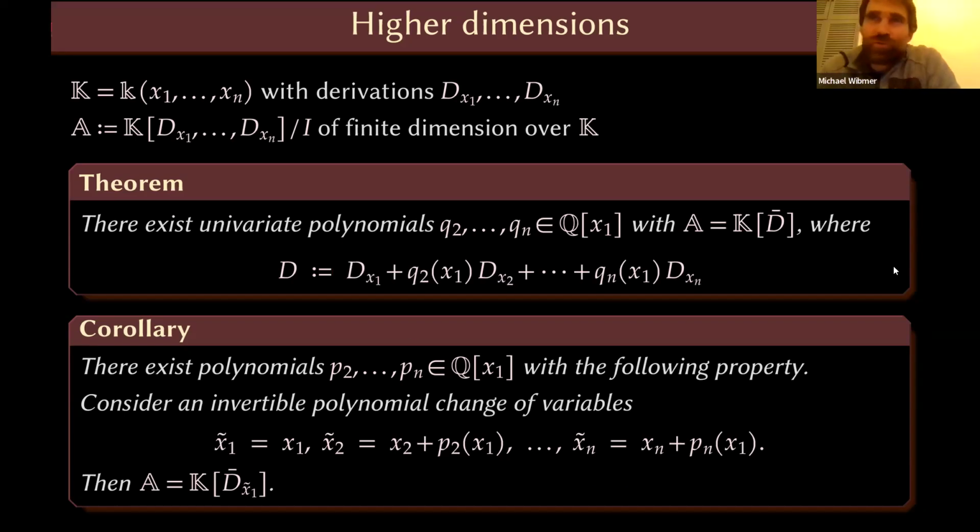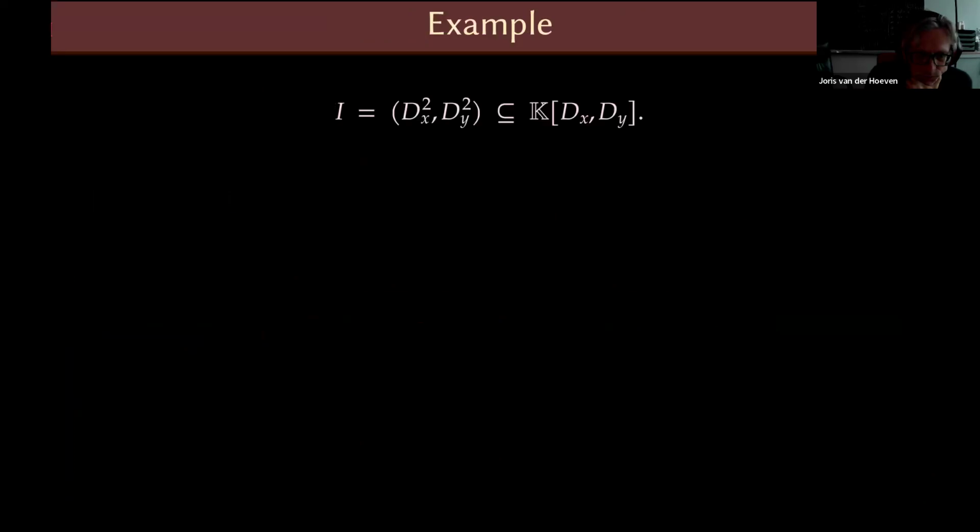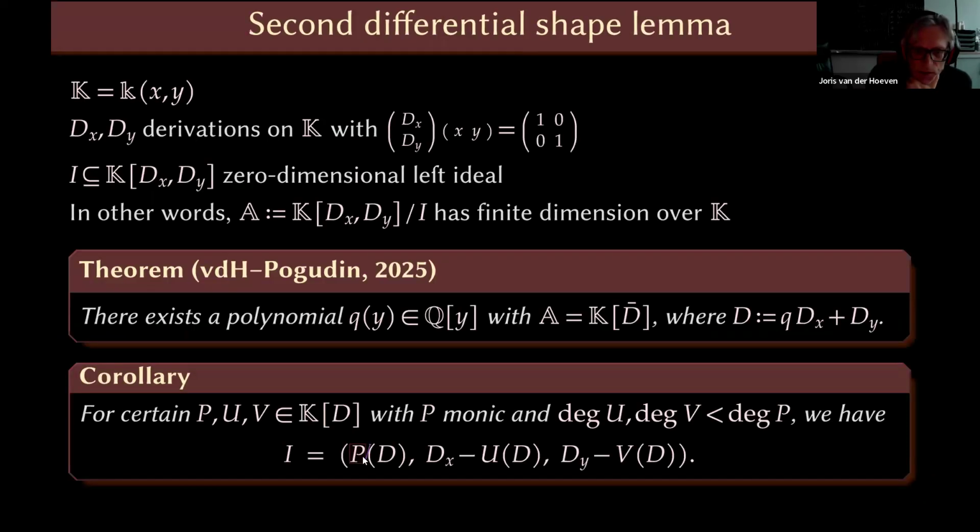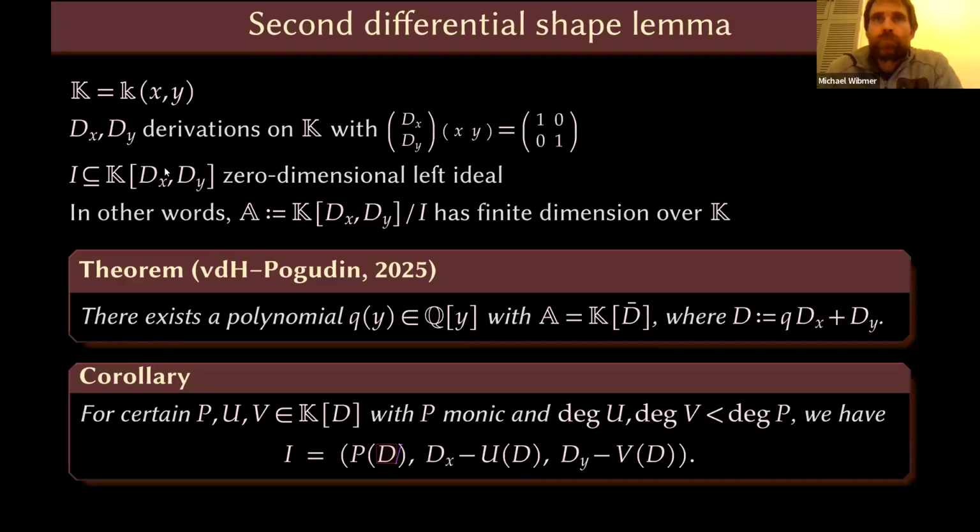Yes, thanks for the nice talk. I was just wondering if there's anything you can say about the degree of those polynomials, Q and P. It's exactly the dimension of A. Let me go back. Here the P that we have is just the minimal polynomial of D, and since D generates everybody, its degree has to be exactly the dimension of A over K.